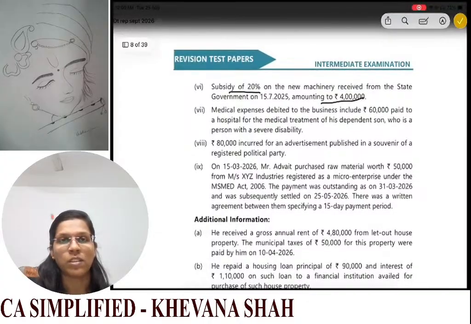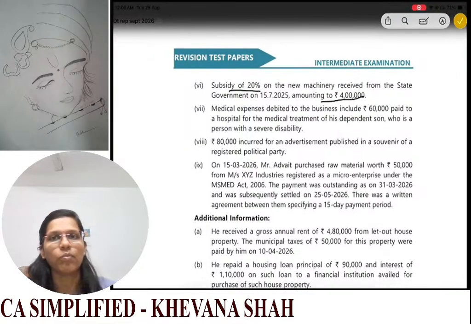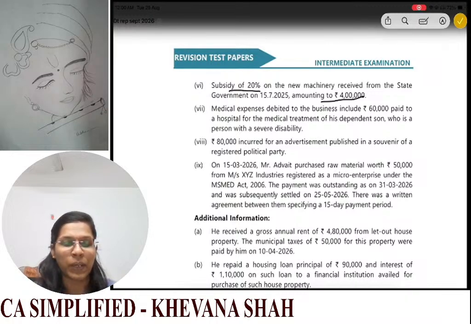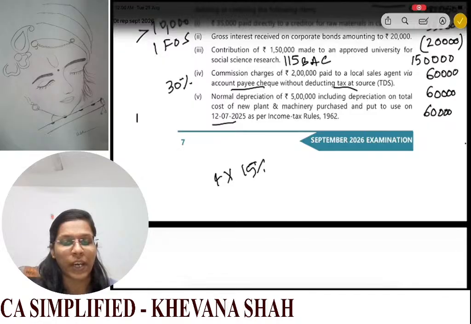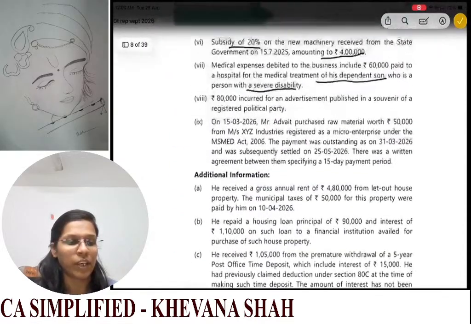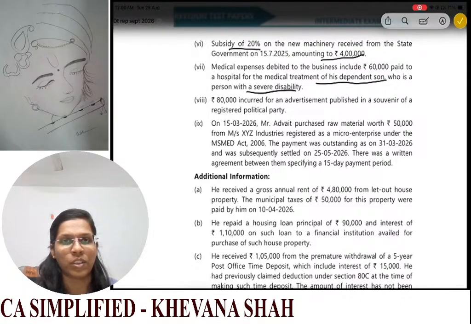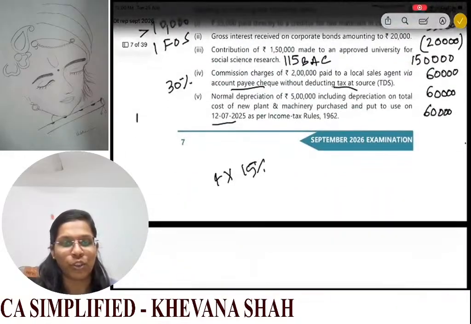Then we have medical expenses, which include 60,000. Now there is a separate deduction under section 80DD, wherein for personal medical expense for a dependent son with severe disability, you will get the deduction under your alternate tax regime, not in your default tax regime. So these 60,000 also you need to add back. Then we have advertisement published in the souvenir of a political party. Again, this is not eligible for your new tax regime. So 80,000 you will add back.